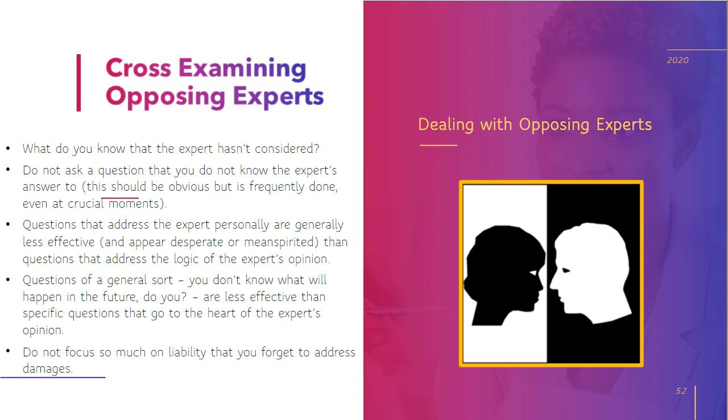You don't want to ask a question that you do not know the expert's answer to. I know that is trial 101, but I can't tell you the number of times I've been asked a question where I know the attorney doesn't know what my answer is going to be. I know what my answer is going to be, and it doesn't work out well for the attorney. Questions that address the expert personally are kind of demeaning, and always appear kind of desperate or mean-spirited. Questions of a general sort, like you don't know what's going to happen in the future, I think are less effective than a question that really strikes at the heart of the expert opinion. And don't focus so much on liability that you forget to address damages.